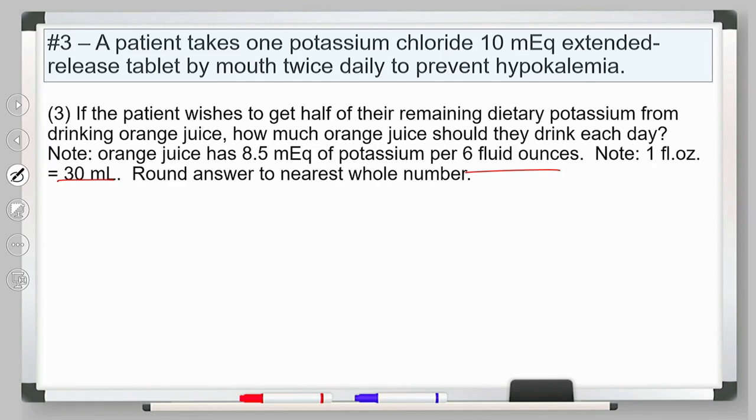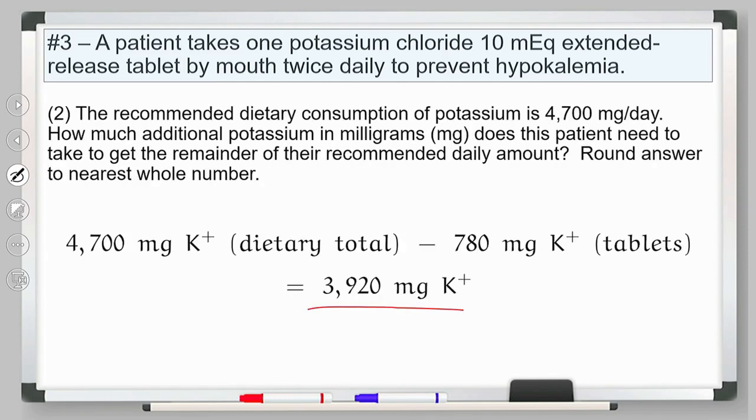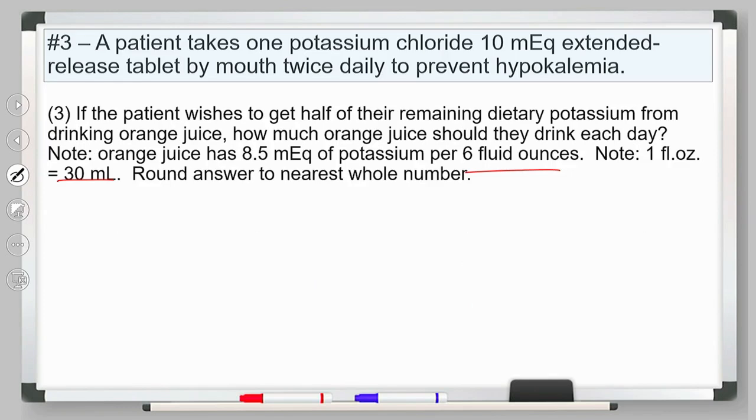So I'll give you a minute to do that. Remember, your starting number is 3,920. That's what she wants. She wants to get half of that. So let me back up. She wants to get half. I didn't say that very well when I talked about it. So of the 3,920, she wants to get half of that from just some orange juice. So provide half of that total, 3,920, and tell me how many milliliters of orange juice she wants to drink each day.